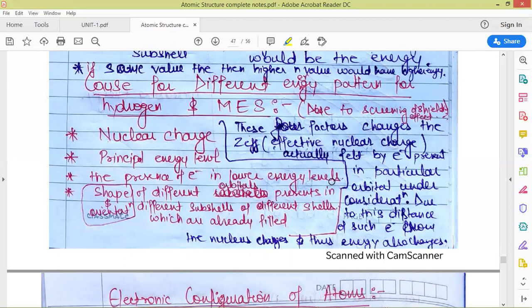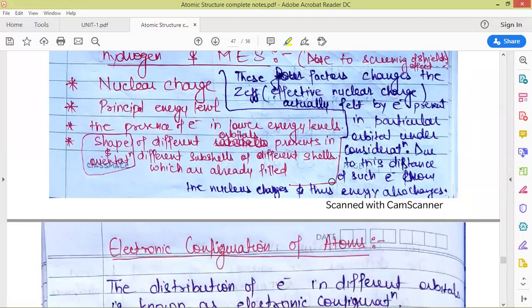So the calculation of Z effective, that is effective nuclear charge, was based upon Slater's rule, which explained how to calculate the screening constant, that is, how much screening is exhibited by inner electrons, and how much the nuclear pull is reduced from the actual nuclear charge, giving the actual nuclear pull experienced by the outer electrons. This is why there is a difference in the energy pattern of hydrogen and multi-electron systems, based upon the Z effective values. Z effective depends upon the nuclear charge, the principal energy level, and third, the shape and orientation of different types of orbitals.